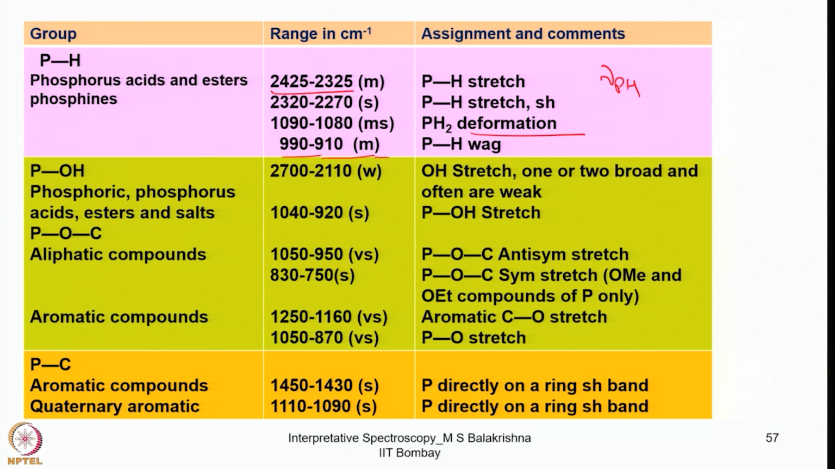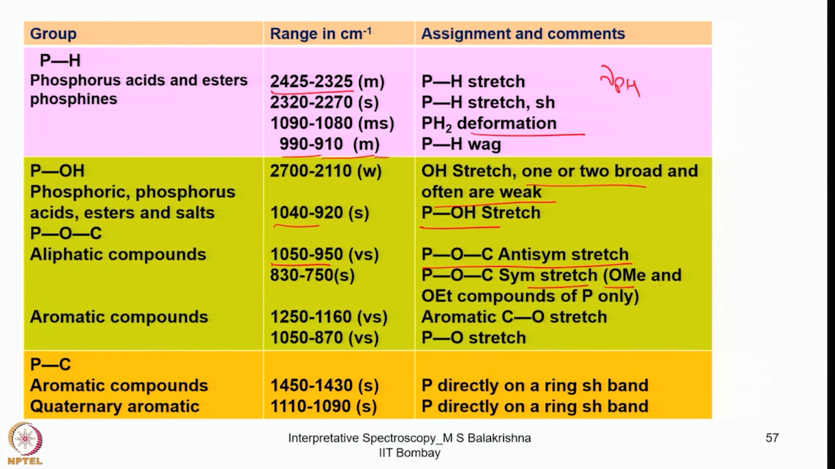For POH in phosphoric acid or phosphorus acids, esters and salts, they appear in the range 2700 to 2110. This is the OH stretch, one or two broad bands, and often they are weak. And then if you see something around 1040 to 920, a strong absorption band, that's again due to POH stretch. And POC in aliphatic compounds will be in this range, 1050 to 950, very strong. It is POC antisymmetric. And then 830 to 750, POC symmetric stretch.